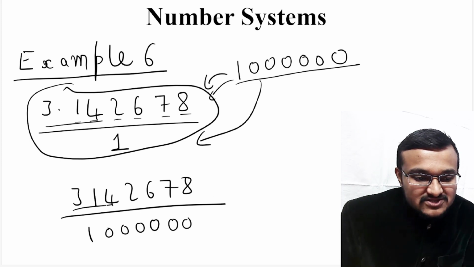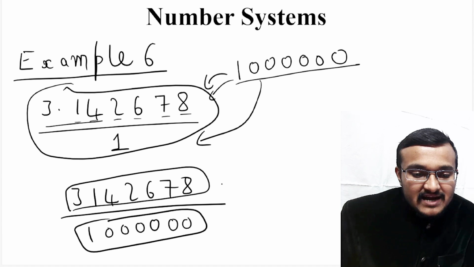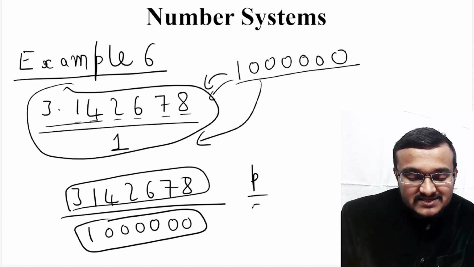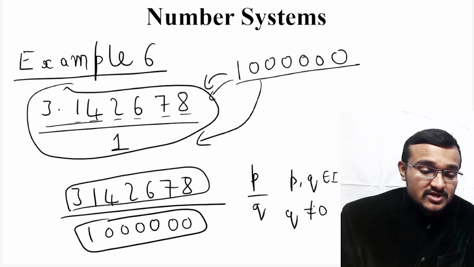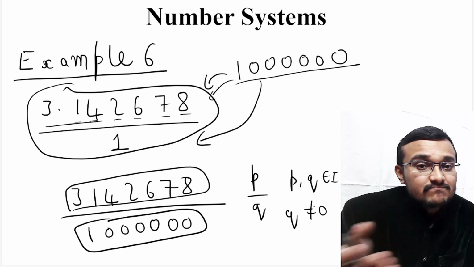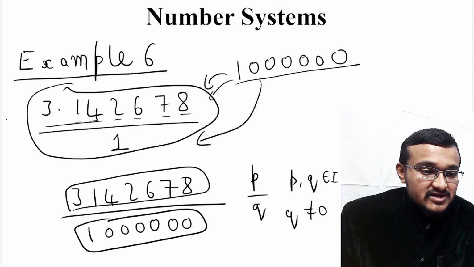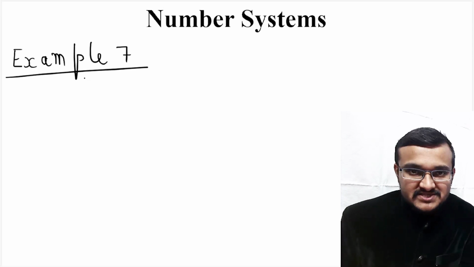Now you can see this is an integer and this is also an integer, and the denominator is not equal to 0. So this is in the p by q form, where p and q belong to integers and q is not equal to 0. By doing this, you can express this in p by q form, so this number is a rational number. Next we will see example 7.